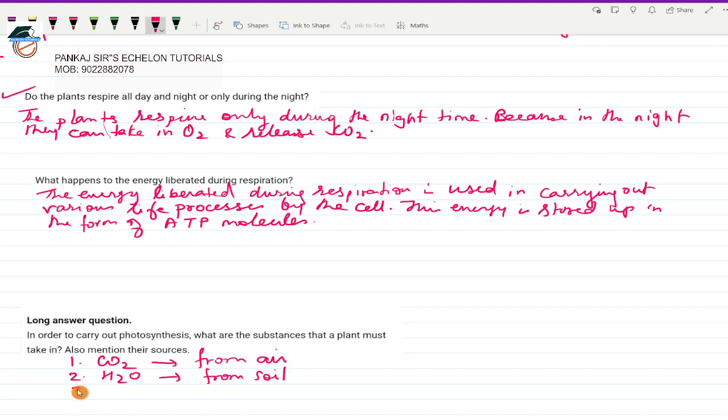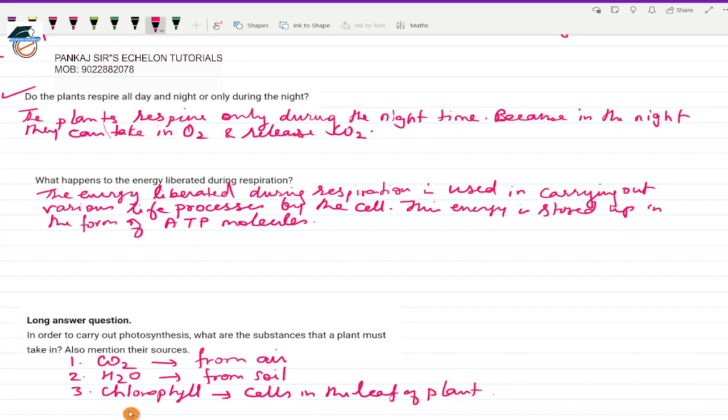The third important is chlorophyll. Okay, without chlorophyll, photosynthesis is just impossible. Okay, chlorophyll, the source is nothing but the cells in the leaf of the plant.